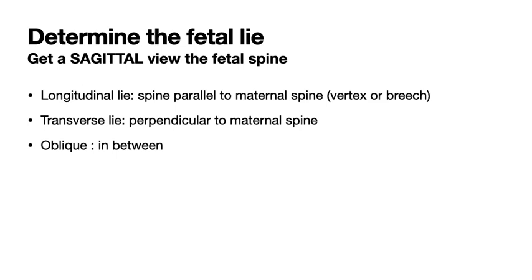The lie in obstetrics is really the fetus's relationship to the mother. A longitudinal lie means that the fetal spine is parallel to the maternal spine. So the first thing is a sagittal view of the fetal spine, and then you'll look at your probe and see how that is in relationship to the mom. The two longitudinal lies are either head first or butt first. Transverse lie is when the fetal spine is perpendicular to the maternal spine, and oblique is somewhere in between.